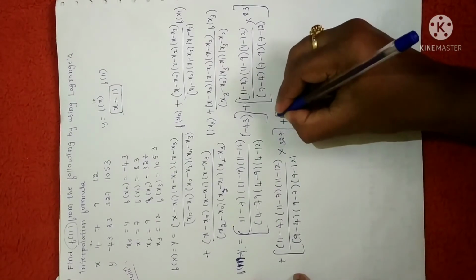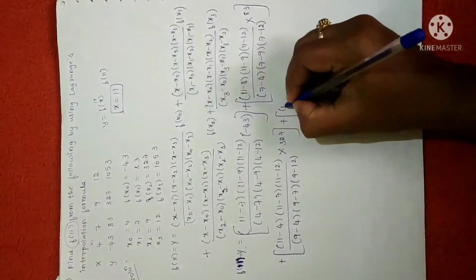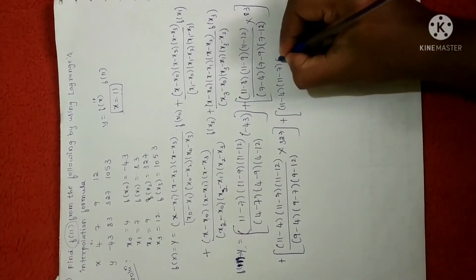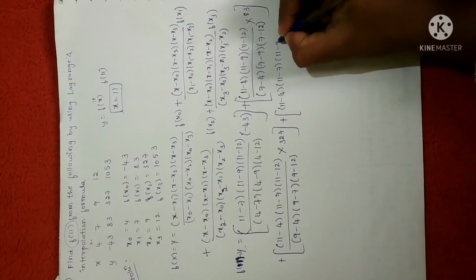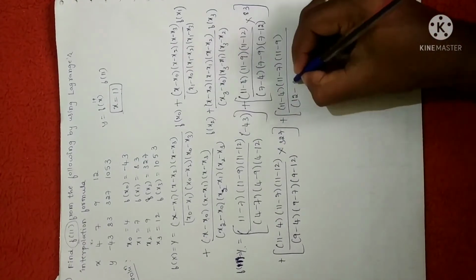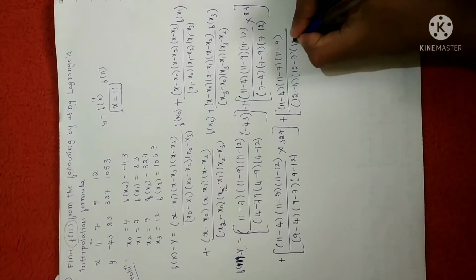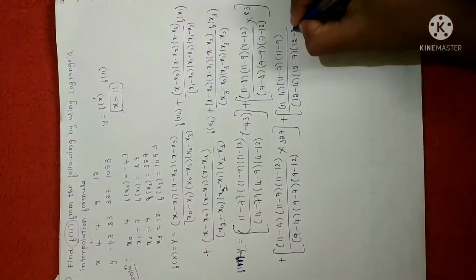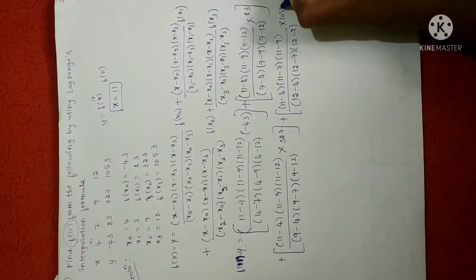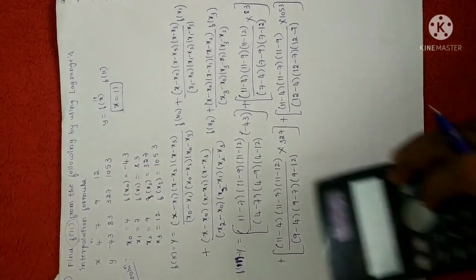Fine. Plus, let me substitute the fourth term, that is x value. x value is 11 minus x naught is 4. x value is 11 minus x1 is 7. x value is 11 minus x2 is 9, divided by x3. x3 value is 12 minus x naught is 4. x3 is 12 minus x1 is 7. x3 is 12 minus x2 is 9 into, what is the value of f of x3? It is 1053. So once you substitute all the values, it is easy to calculate by using the calculator.